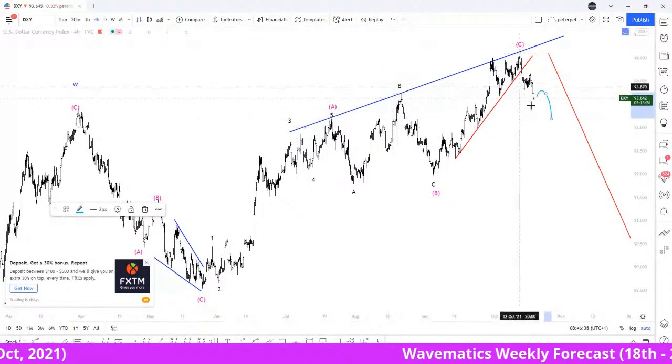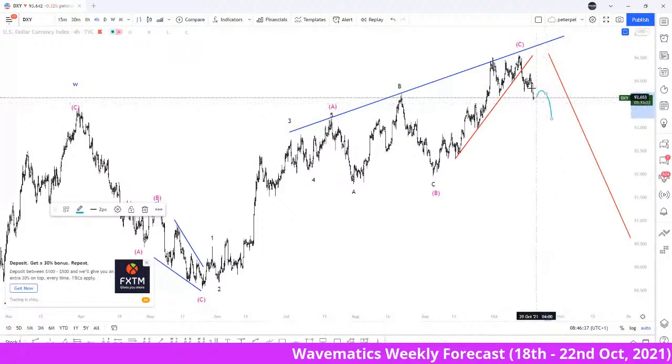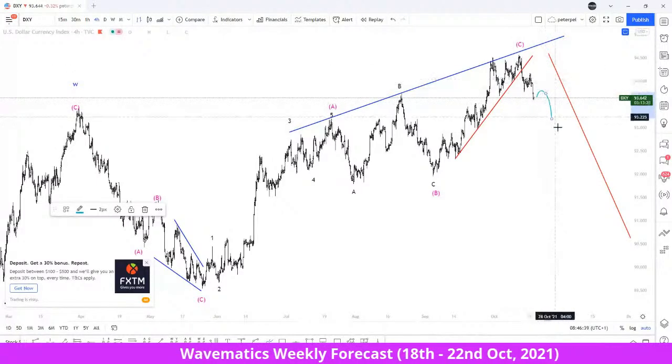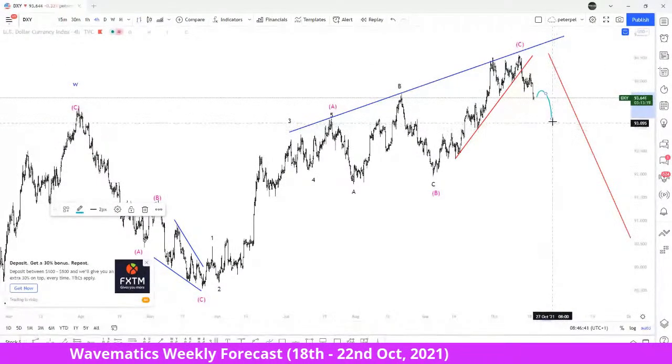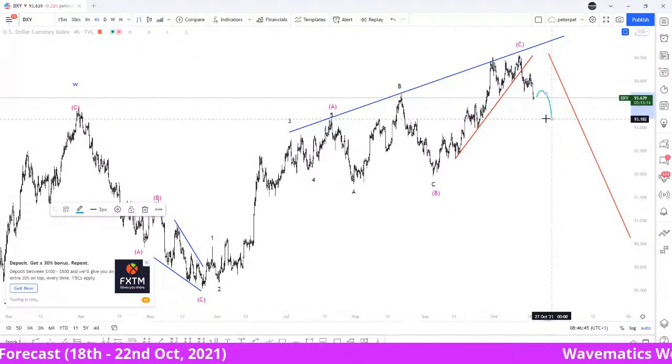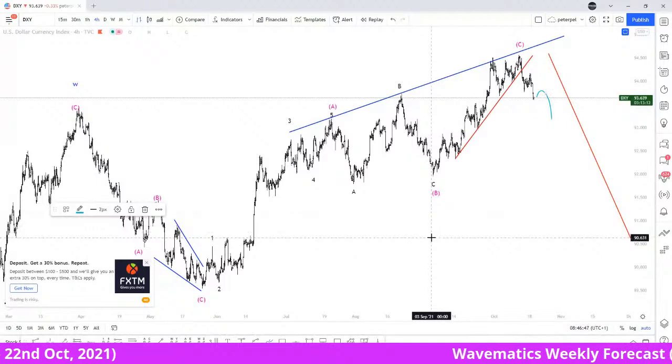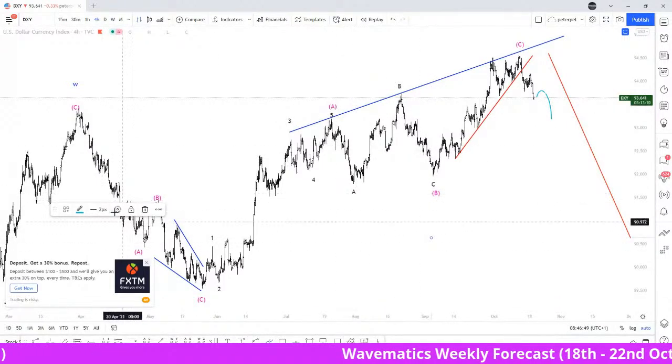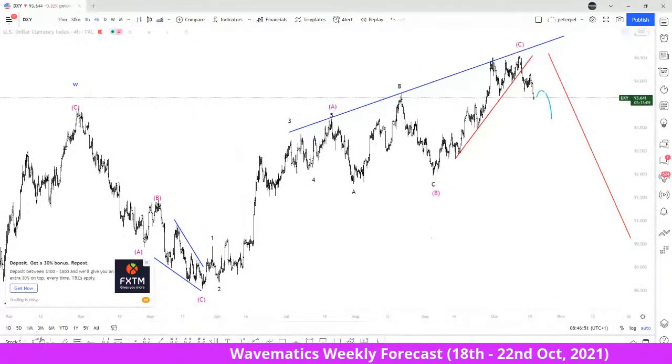So as we said, on the 4 hour time frame, wait for a correction before you start selling. We are expecting a weakness of the dollar this particular week, looking at this particular pattern that we are seeing now.